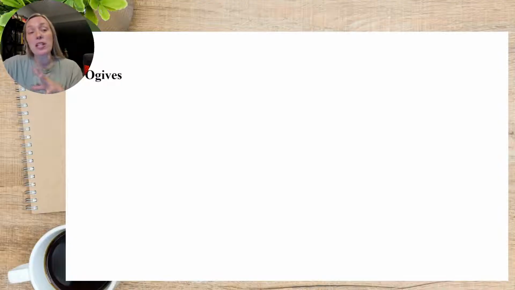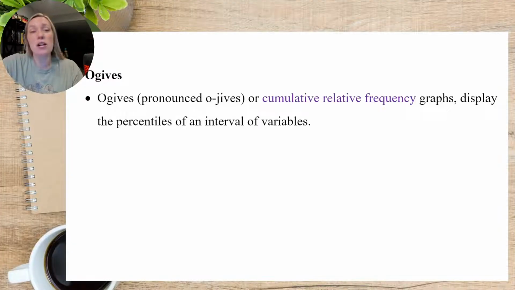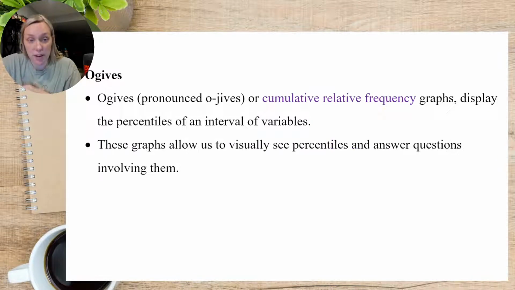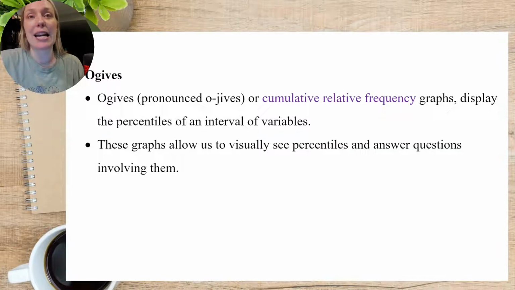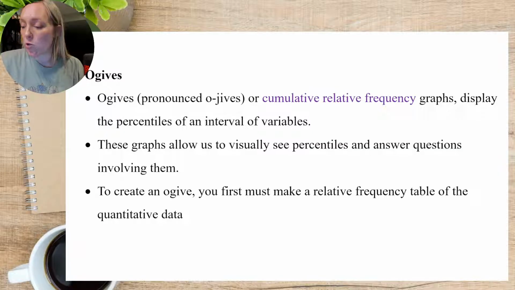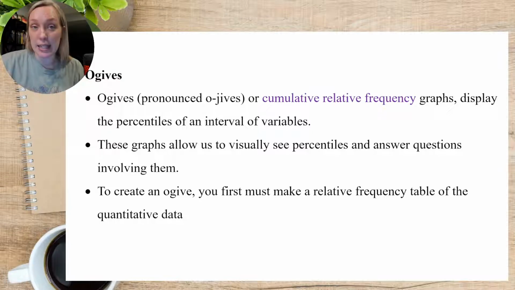Okay, that brings us to ogives, because ogives are going to be created based on percentiles. So ogives, or what we call the cumulative relative frequency graphs, display percentiles as an interval of variables. These graphs allow us to visually see percentiles and answer questions involving percentiles. To create an ogive, first you have to make a relative frequency table of your quantitative data.